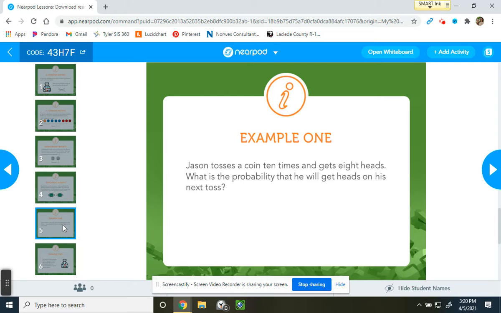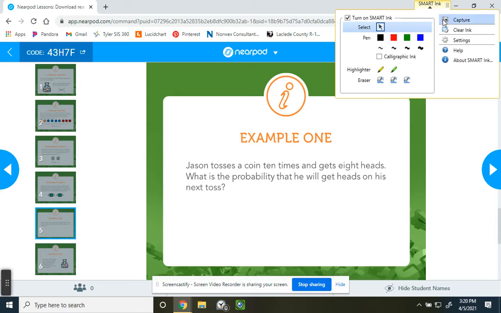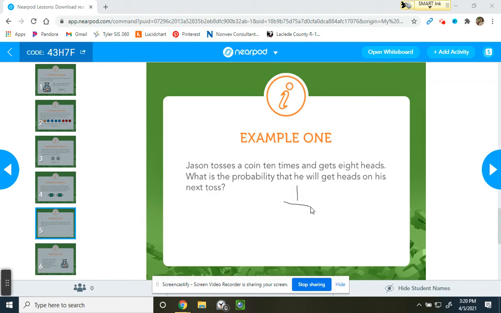Jason tosses a coin 10 times and gets 8 heads. What's the probability that he will get heads on his next toss? Well, 1/2, right? Because there's only 2 sides, only one of them is heads. I could change this question and say, what's the probability that he will get tails on his next toss? And my answer is still going to be 1/2, because nothing changes. It's always 1/2.